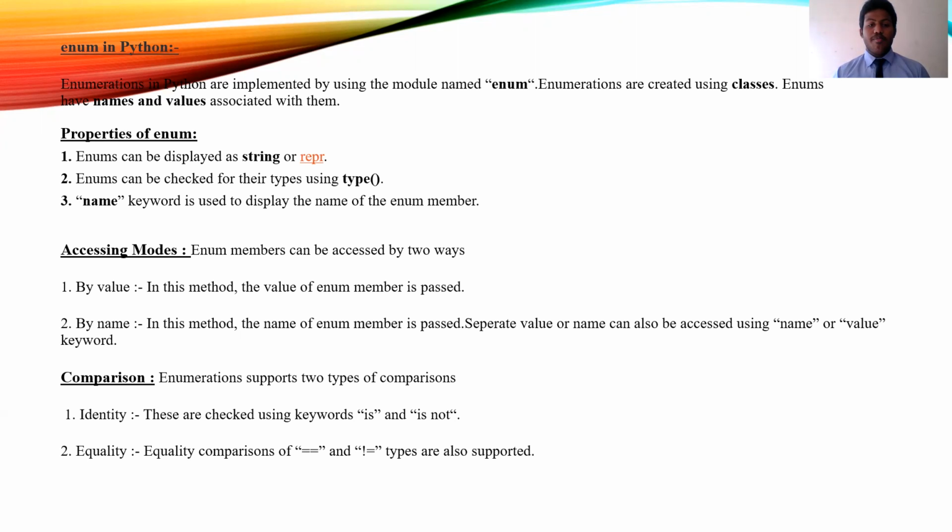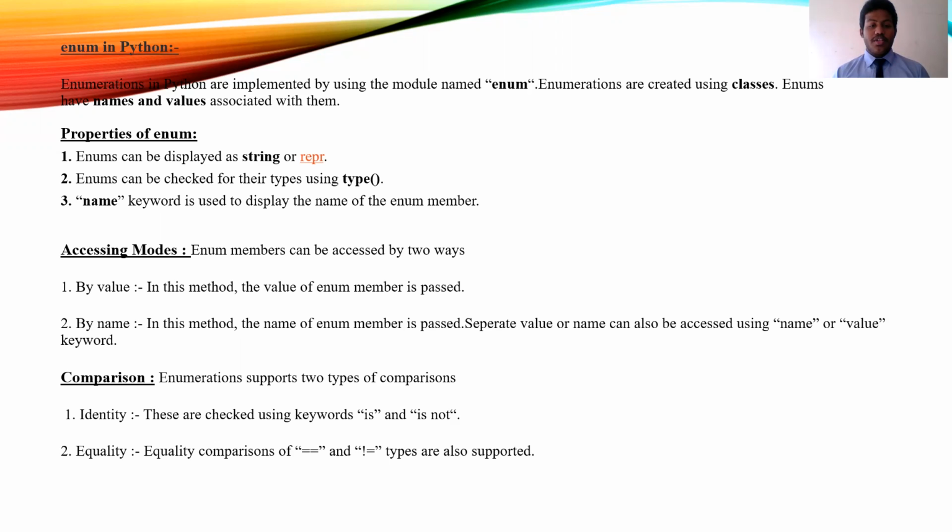Accessing mode. Enum members can be accessed in two ways, by value and by name. In the by value method, the value of the enum member is passed, and by name, the name of the enum member is passed. Separate value or name can also be accessed using the name or value keyword.